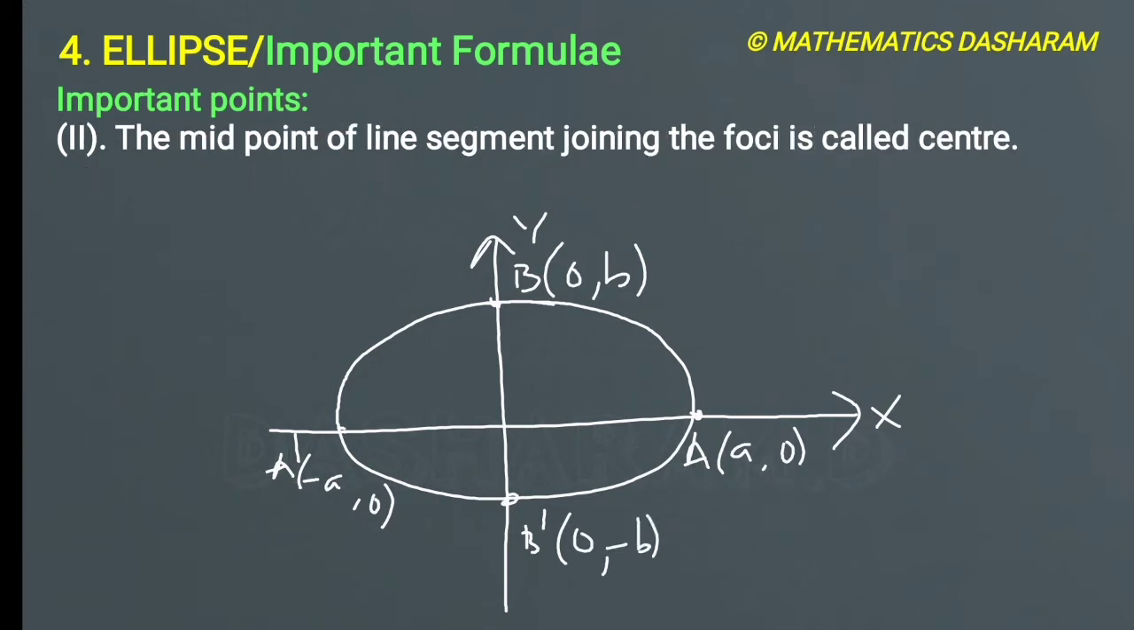Next, second point: the midpoint of the line segment joining the foci is called the center. For example, let's take one focus. Focus means fixed point. Here is one fixed point, and here is another fixed point, S dash. The midpoint of the line segment joining these two foci is called the center. Here is the center, and it is denoted with C.